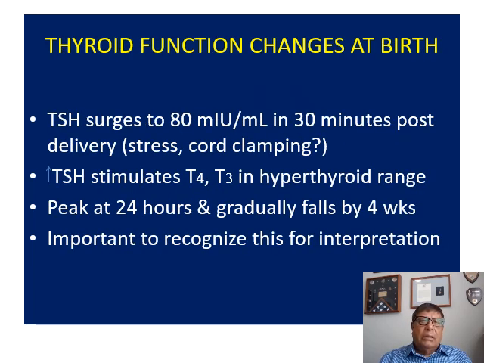Immediately after birth, there are certain changes of thyroid function in the babies. It has been seen that TSH surges go up to 80 or even 100 mIU per ml within half an hour after birth. That is attributed to the cold environment that the baby is exposed to, stress, cord clamping, etc. And that TSH stimulates the T4 and T3. That's the reason why T4 and T3 frequently go to the hypothyroid range because of TSH.